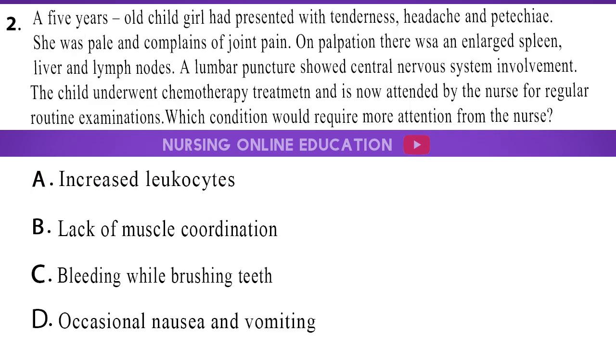2. A 5-year-old girl had presented with tenderness, headache and petechiae. She was pale and complains of joint pain. On palpation there was an enlarged spleen, liver and lymph nodes. A lumbar puncture showed central nervous system involvement. The child underwent chemotherapy treatment and is now attended by the nurse for regular routine examinations. Which condition would require more attention from the nurse?